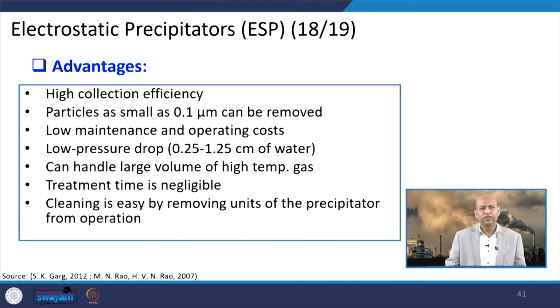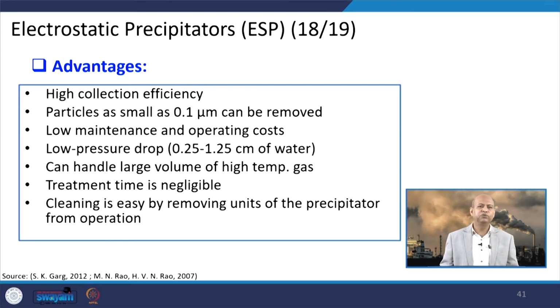When we talk about the advantages, then high collection efficiency is one of the big advantages of this ESP, and as I said, even 0.1 micrometer can be removed. So, this is a great range in that sense. Low maintenance and operating cost, low pressure drop, and it can handle large volumes of gases, even up to high temperature. Treatment time is negligible, it removes very quickly.